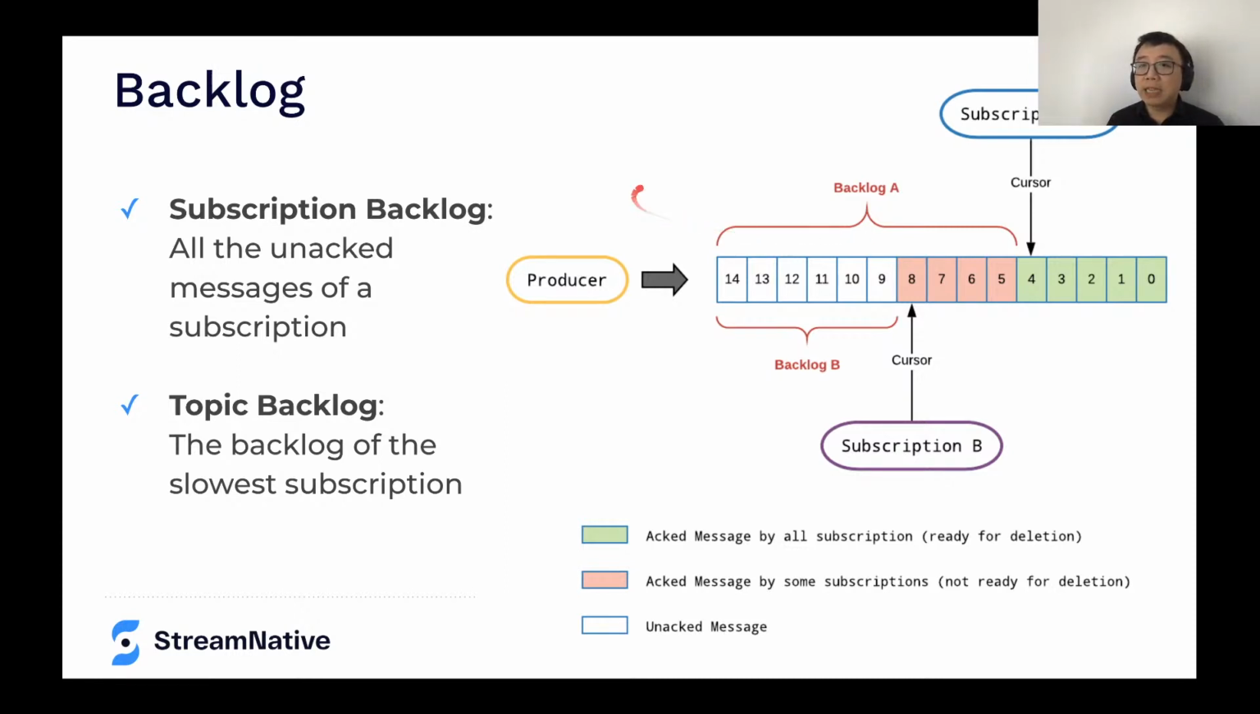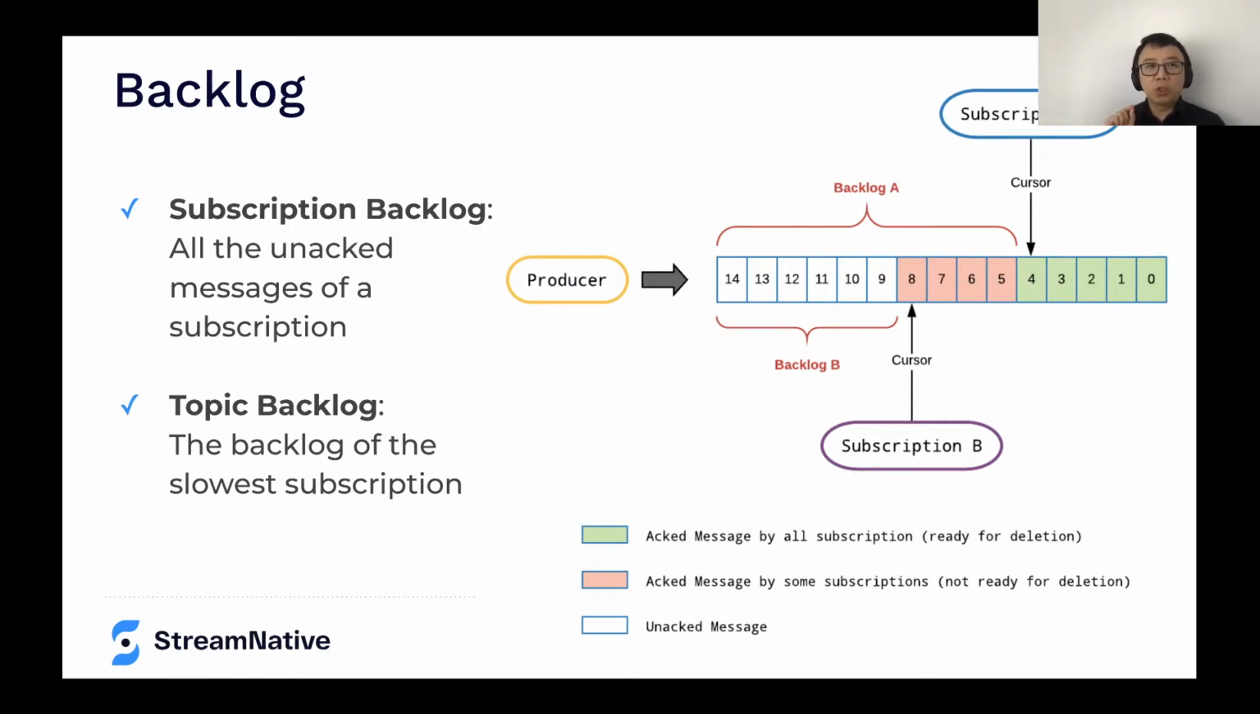So for this example, subscription A positions a cursor at message 4. That means all the messages from 5 to 14 are in the backlog of subscription A. Similarly, subscription B placed the cursor at message 8. The messages from 9 to 14 are in the backlog of B.